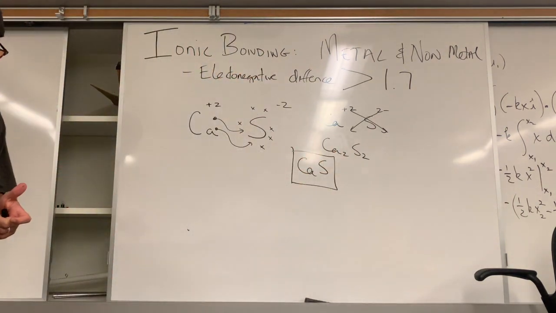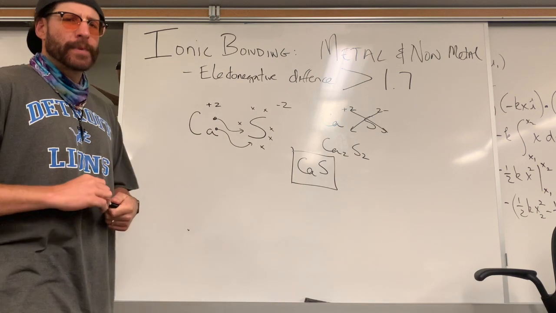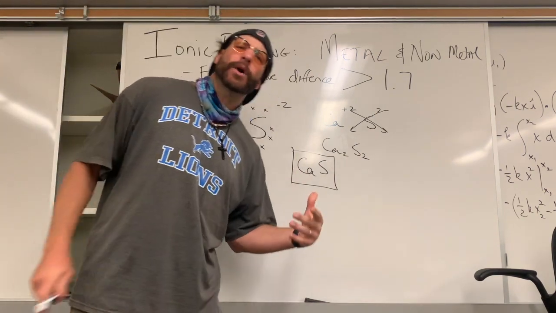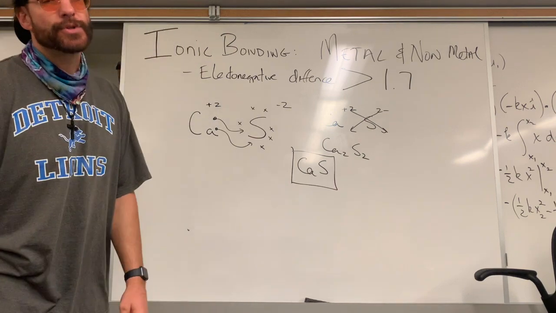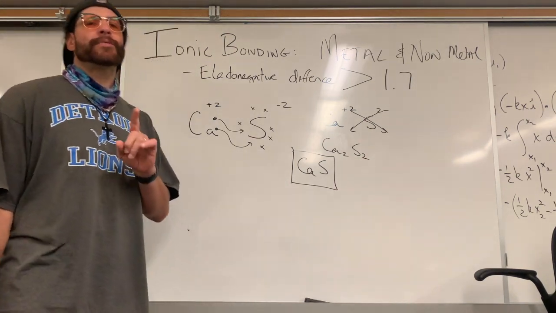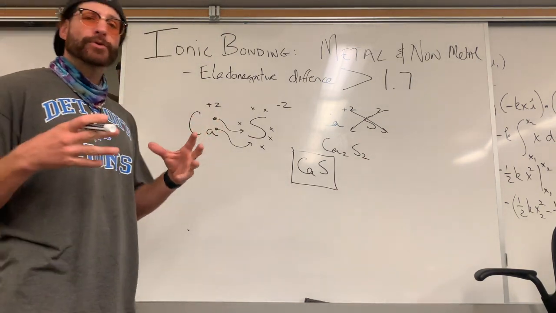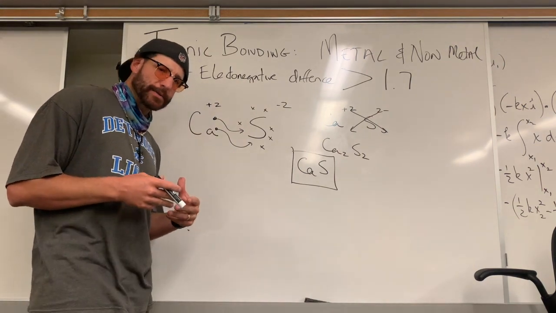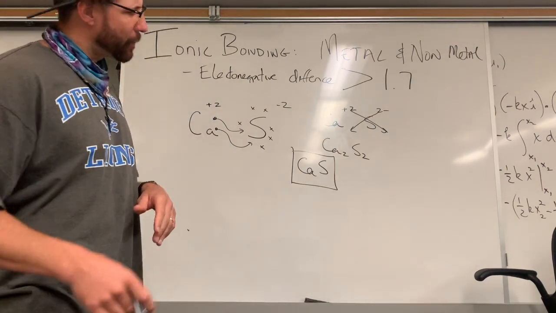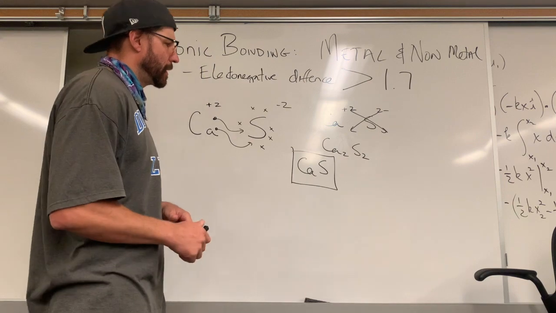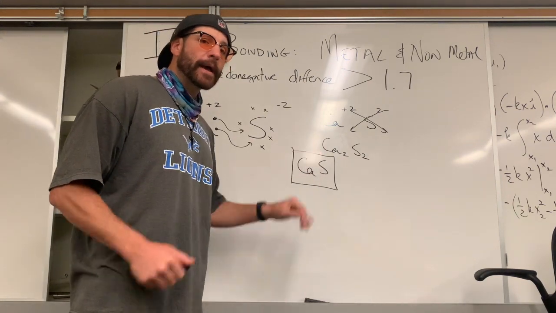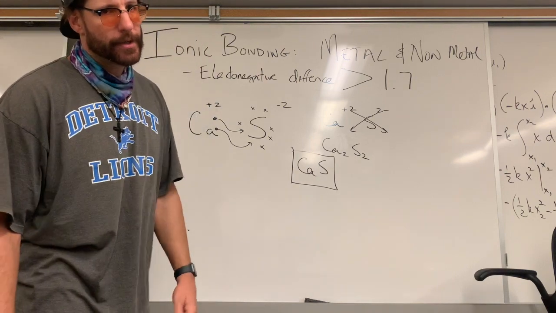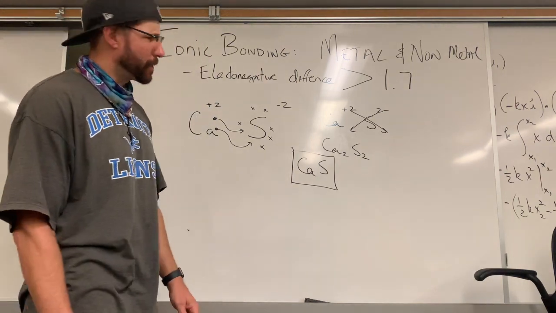Now CaS, what do we call that? Is it called a molecule? We often call anything where we're putting stuff together molecules. And the answer is no. Molecules are only for compounds where we're sharing valence electrons. We call them covalent, and we're going to get into that in the next unit. For an ionic compound, we call them a formula unit. So CaS would be a formula unit.